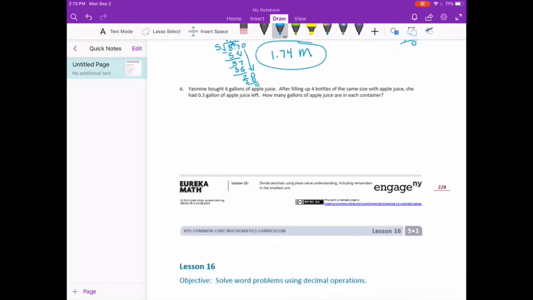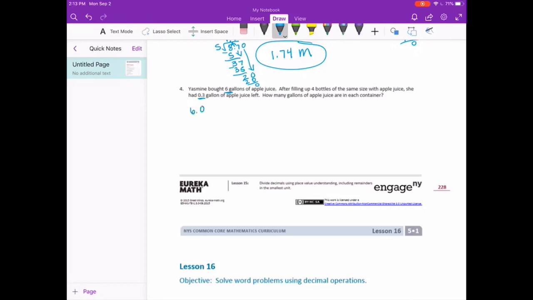Yasmin bought 6 gallons of apple juice. After filling up 4 bottles of the same size with apple juice, she had 3/10 of a gallon of apple juice left. How many gallons of apple juice are in each container? Okay, well, she had 6. When she was done, there was 3/10 left. So in the 4 bottles total, there would be the difference between those two numbers. So I'm going to start by subtracting so we can see how much is in the bottles.